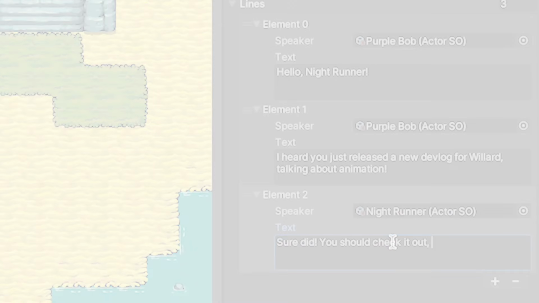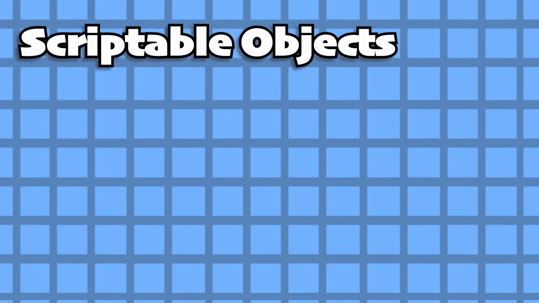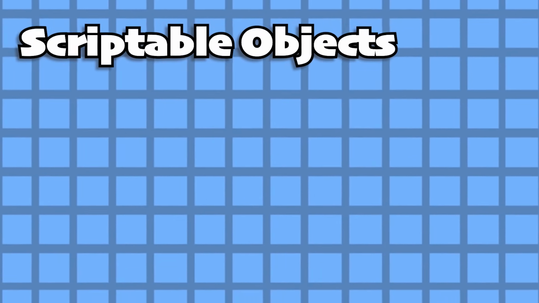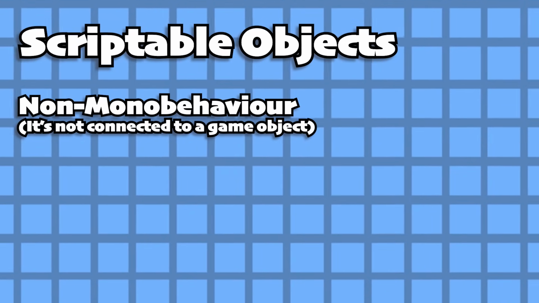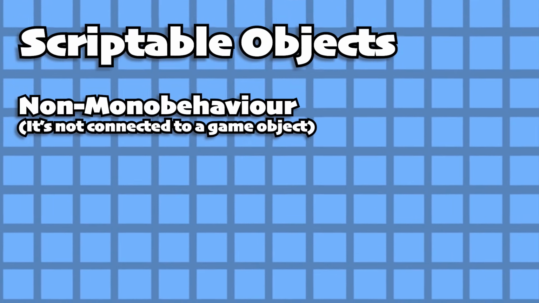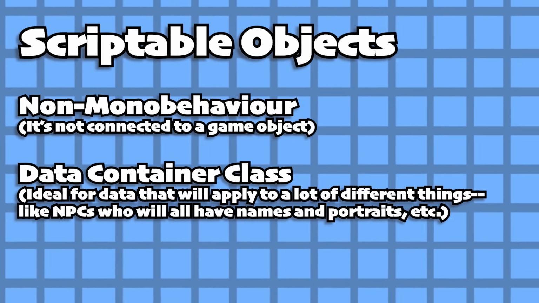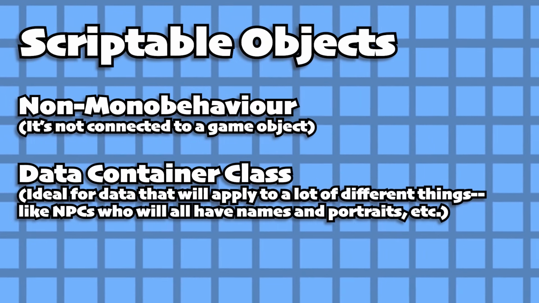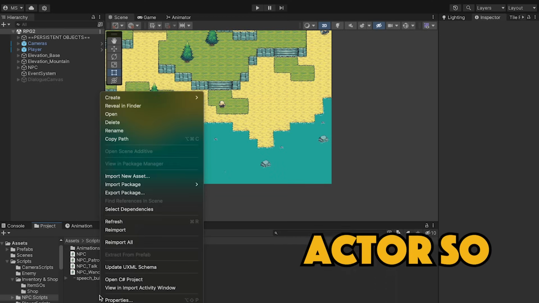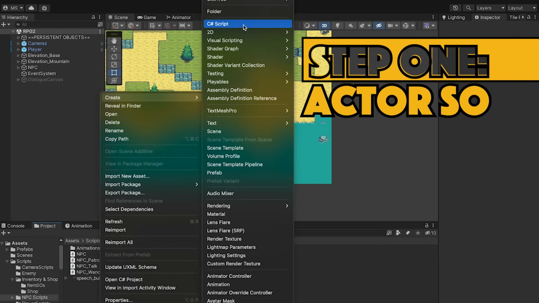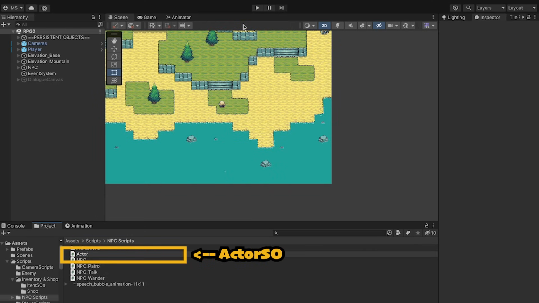Let's get started. Alright, so first off, a quick note on scriptable objects. This is a different type of script which will not inherit from MonoBehaviour, and instead is a data storing class, which allows us, in our case, to store the actor portrait and name. So let's go ahead and create a new C# script. We'll call this ActorSO for scriptable object.